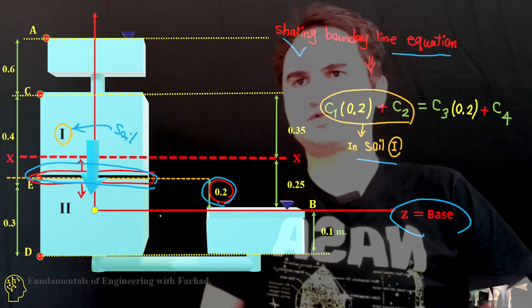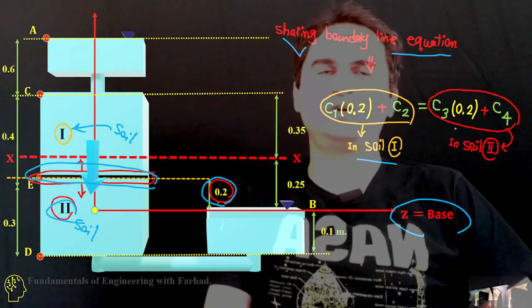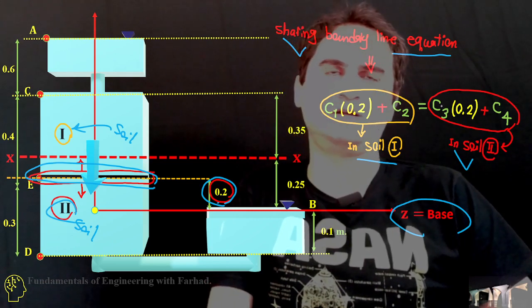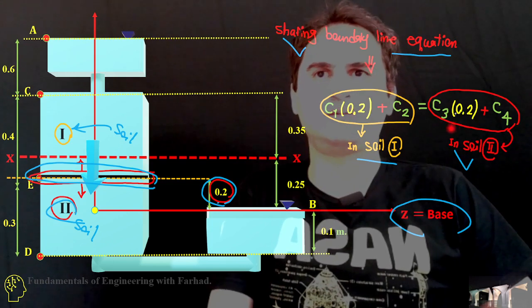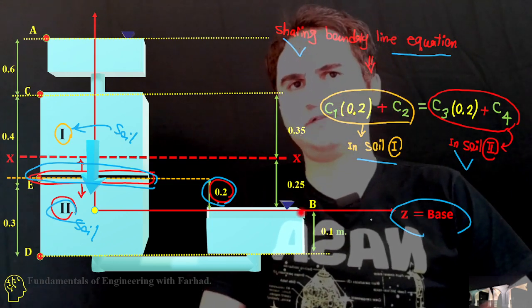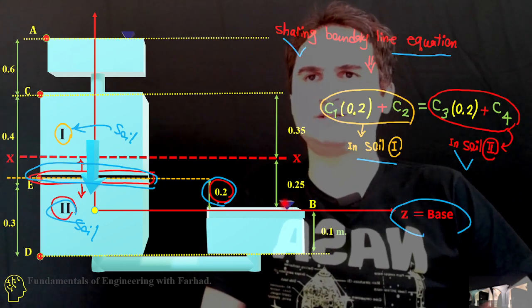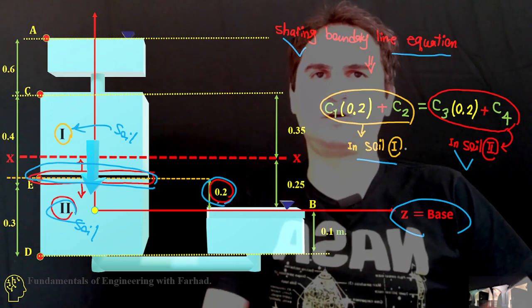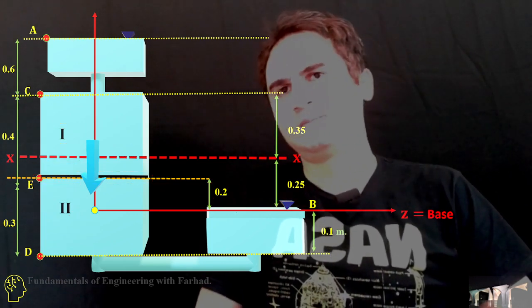and you can also jot down the equation based off soil 2. Again, just the constants are changing, it just goes by the C3 times the same amount of height from the base, which is 0.2, as the interface stands at the same location from the base, plus C4. And this is our third equation.